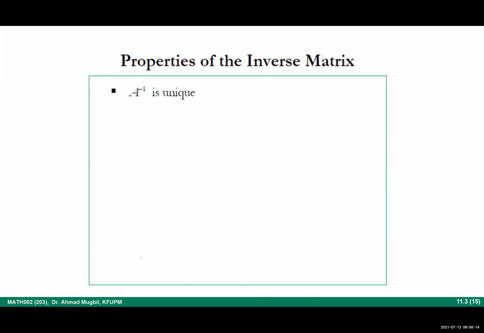The properties of inverses of matrices. The inverse is unique, ya shabab. There are not two inverses for the same matrix. If you have a matrix, there is only one matrix that, if you multiply it from the left or from the right, you will get the identity. The inverse is unique. The inverse of the inverse is the matrix itself. I told you about that.